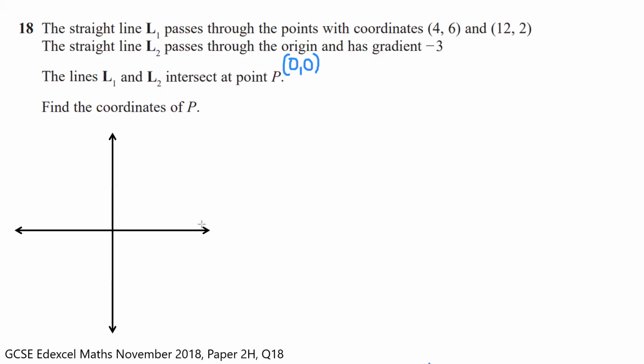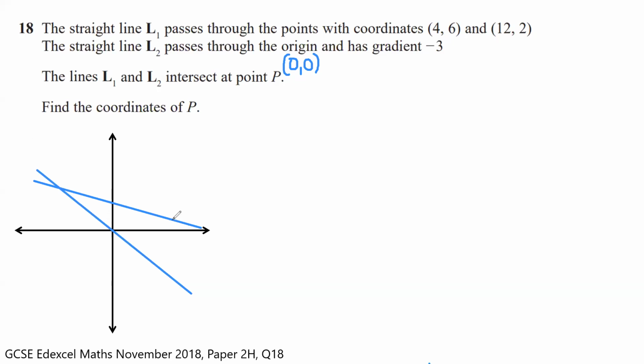So I'm going to start off, I'm going to draw a line. It passes through the points (12, 2), which is going to be somewhere over here, and (4, 6), which is probably going to be somewhere over here. So I'm going to draw quite a shallow line, but it doesn't really matter what it looks like because we don't really have any information about this at the moment. I'm then going to draw this other line, which is L2, which passes through the origin and has a gradient of -3. Again, all we really know is that it goes through the origin, so I'm going to pop this line going across here.